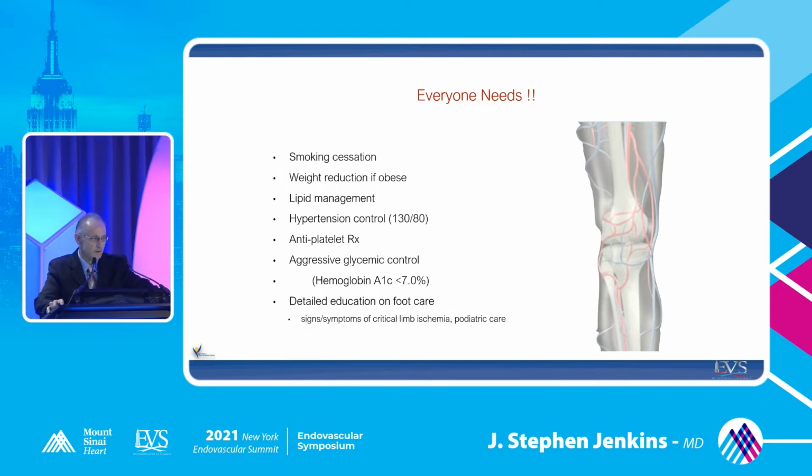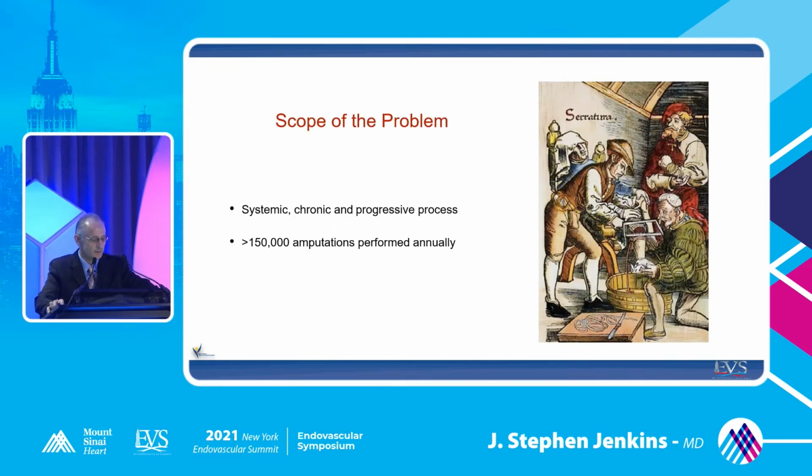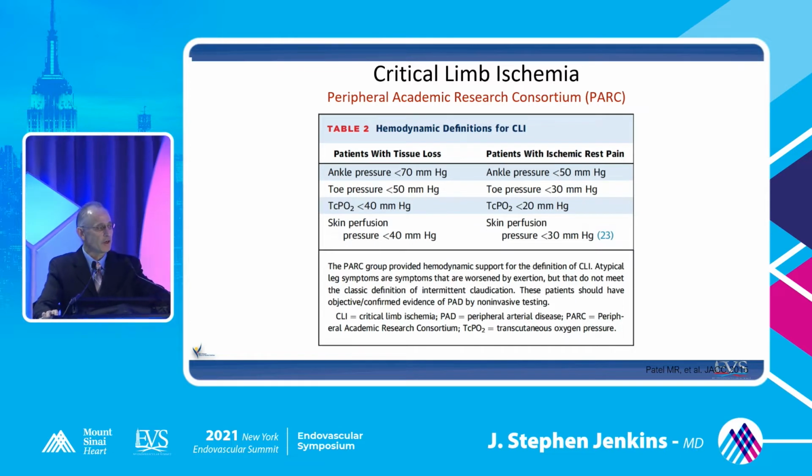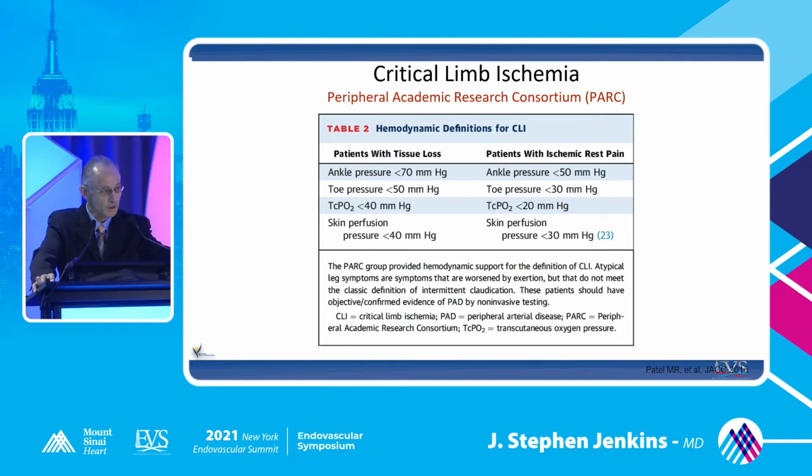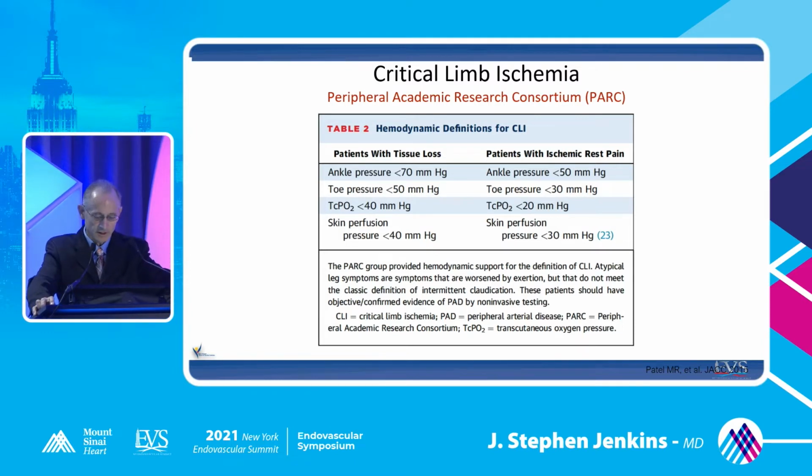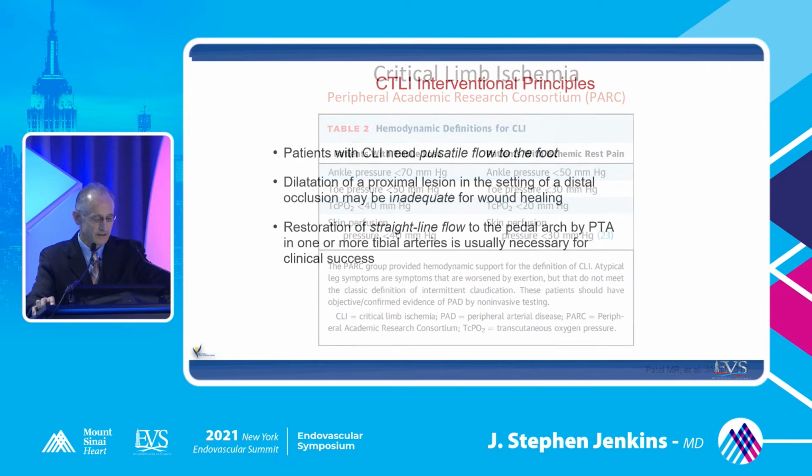So just because you're an interventionalist and you're at this interventional meeting, you have to do these things because risk factor modification in this diffusely atherosclerotic population of patients is what saves lives, not fixing these limbs. The scope of the problem is roughly 150,000 amputations performed annually. You can also use part definitions and realize that those definitions need to be a little more rigid, pressure reductions with ischemic rest pain as opposed to the tissue loss patients.